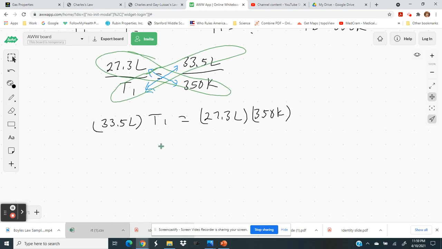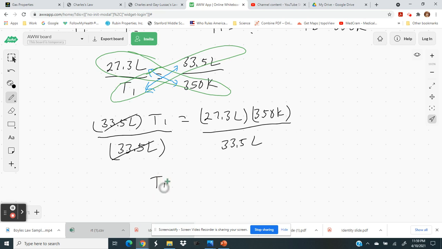So now I have an equation with no denominators in it, at least not at this point in time. Now I need T1 by itself. It's being multiplied by 33.5, so I just need to divide by 33.5. If T1 is being multiplied by 33.5, I divide by it. So they cancel, but because I did it on the left, I have to do it on the right also, 33.5 liters.